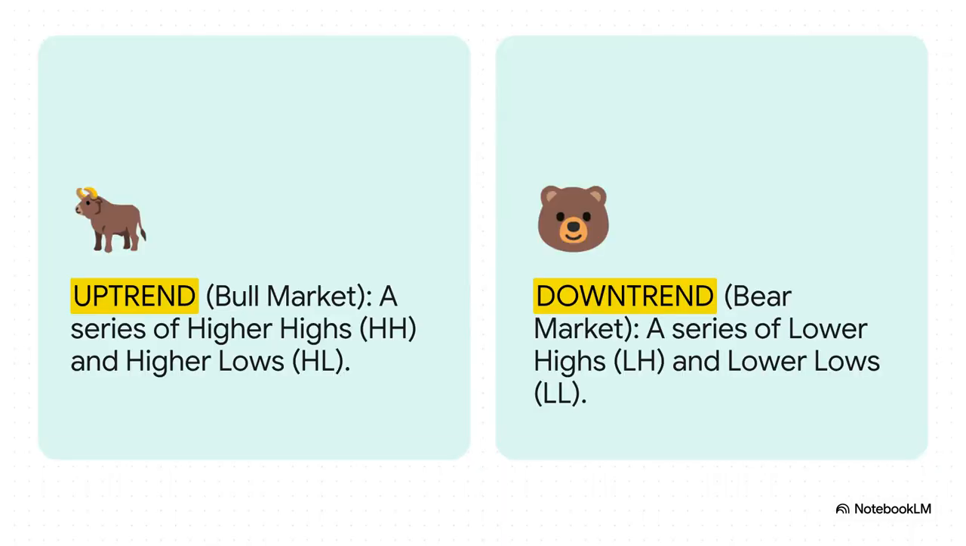And spotting that tide, it's actually way simpler than you'd think. An uptrend, what we call a bull market, is just a series of peaks and valleys, where each new peak is higher than the last one, and each new valley is also higher than the last one. Higher highs and higher lows. That's it. A downtrend, or a bear market, is just the opposite. Lower peaks and lower valleys. Once you see this, you can't unsee it. You're not looking at random noise anymore. You're actually starting to read.